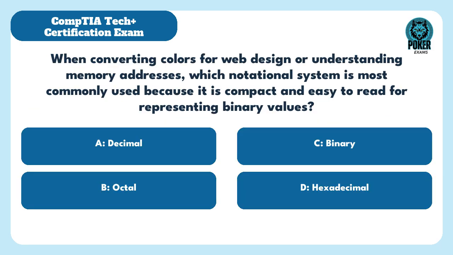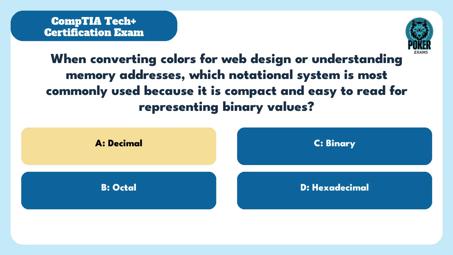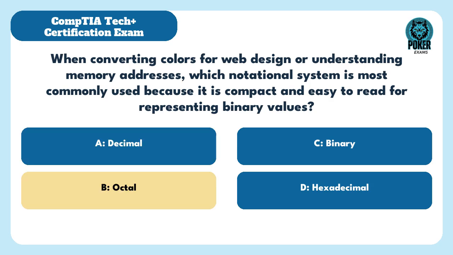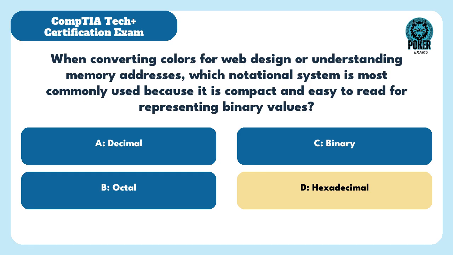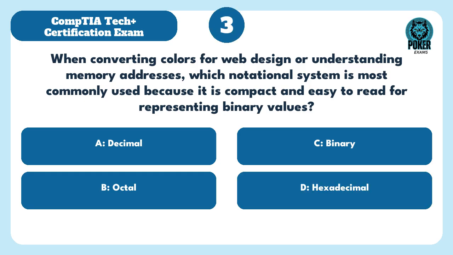Question 2. When converting colors for web design or understanding memory addresses, which notational system is most commonly used because it is compact and easy to read for representing binary values? Option A, decimal. Option B, octal. Option C, binary. Option D, hexadecimal. The correct answer is D.